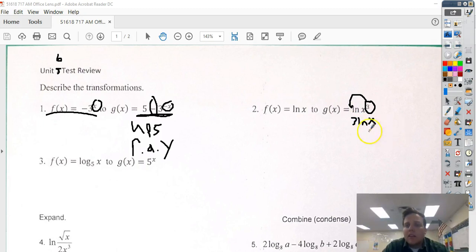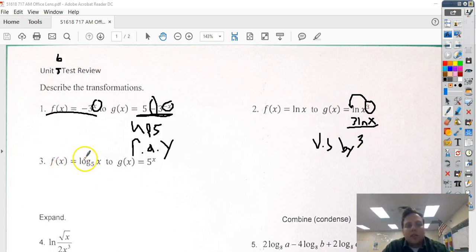Why do I mention this? Because now I can say, what does this 3 tell me transformation-wise? That's right, it's a vertical stretch by 3. Okay? Since we were able to move that 3 from being in a power position to being just multiplying the function, all right, I know that's a vertical stretch by 3.